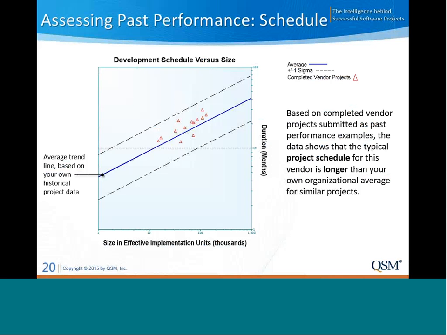So the next slide just dives into this in a little bit more detail so you can see how some of this is done. So here's an example vendor and an example comparison of past performance versus a trend line from industry, or this could be from the client organization. The red triangles here represent historical past performance projects submitted by the vendor. On this chart, we're looking at the size of the functionality versus speed of delivery. And you can see here that most of the vendors' past performance projects took longer than average in schedule duration.